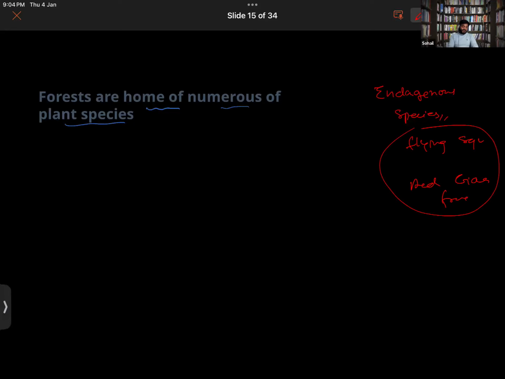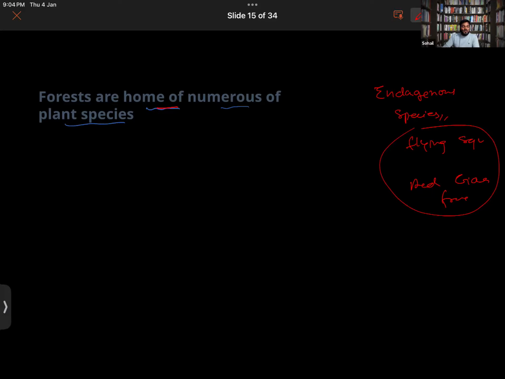Okay, now. I was telling you that forests are home to numerous plant species. There are different kinds of trees that will be found in a forest. For example, you have bamboo, you have neem, you have a fig tree, you have a teak tree. Getting it now? Along with the trees, you will be having shrubs as well, herbs as well, creepers, grasses, all of that.